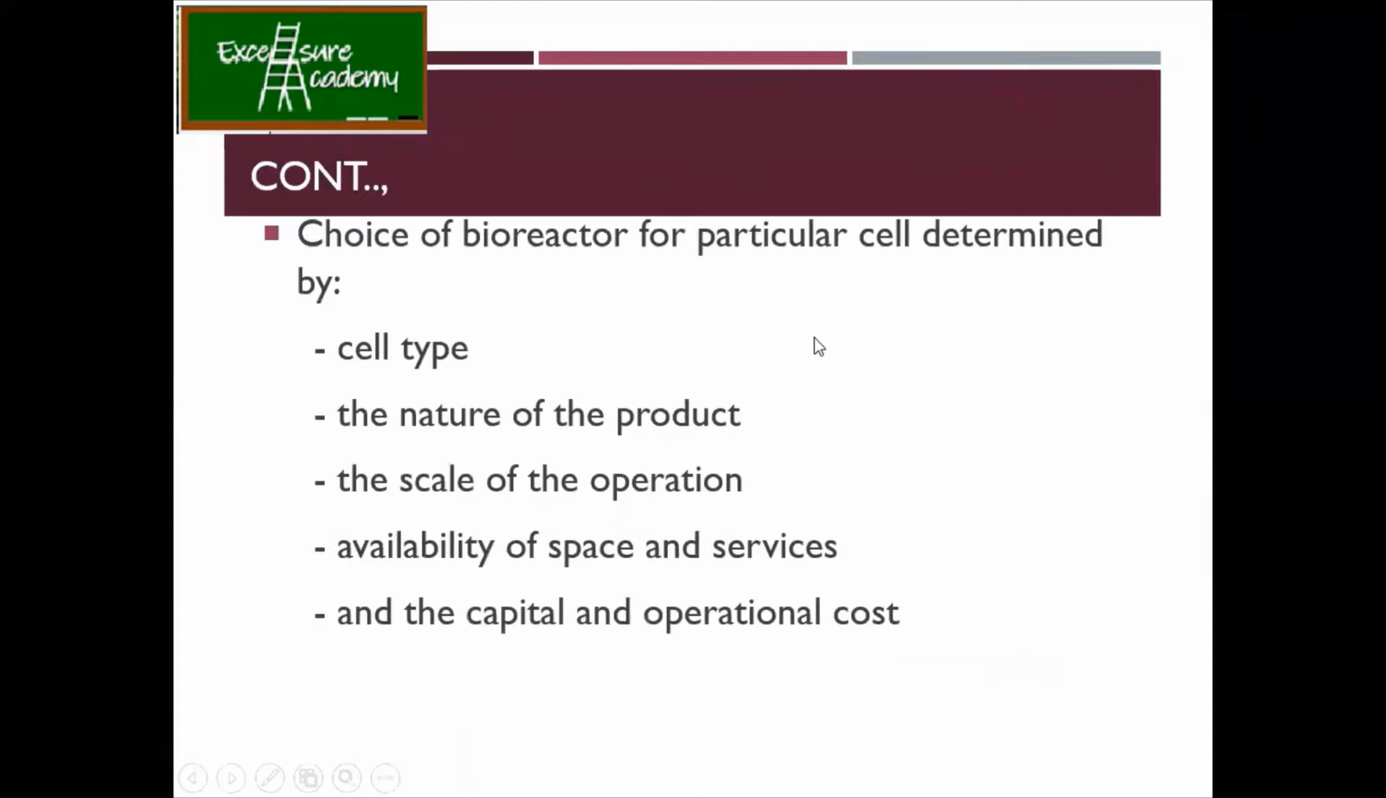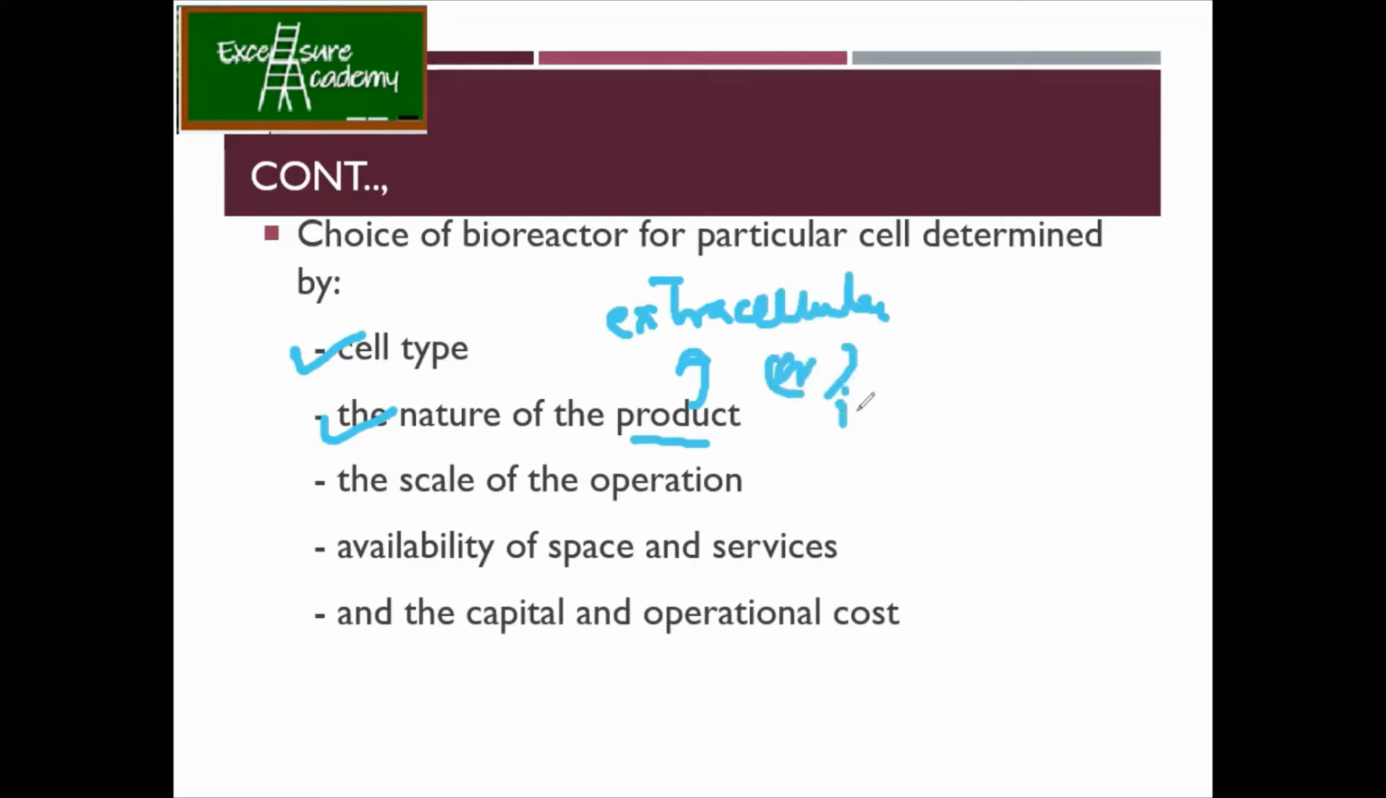Now, the choice of bioreactor for a particular cell is determined based on the cell type, of course. So you need to know what kind of protein or product is being produced from which type of cells. That is your first thing. Then the nature of the product. This is also important because you can have two types of conditions: the product can be present extracellularly or intracellularly. Now what does it mean? If you have certain metabolites, they will be produced extracellularly, so they will come in the media. So you need to extract the media afterwards and not the cells.